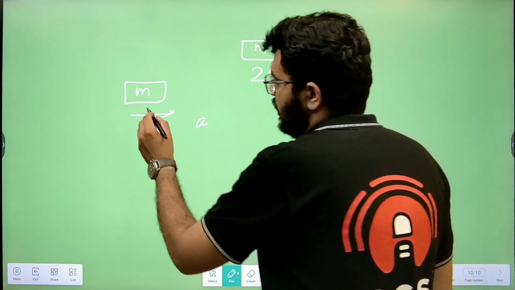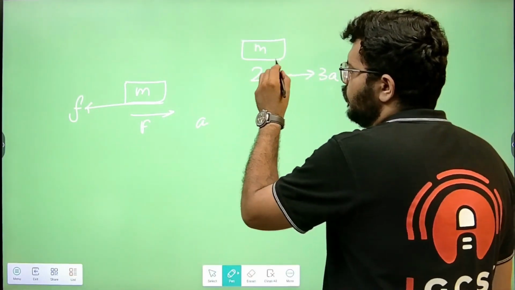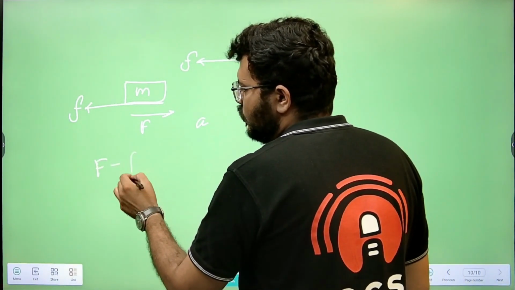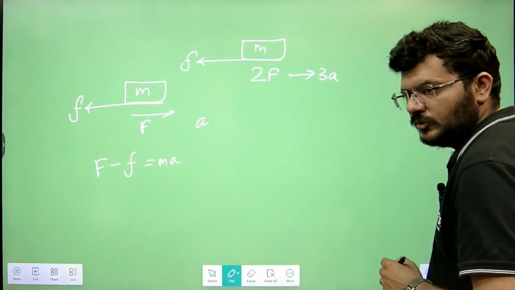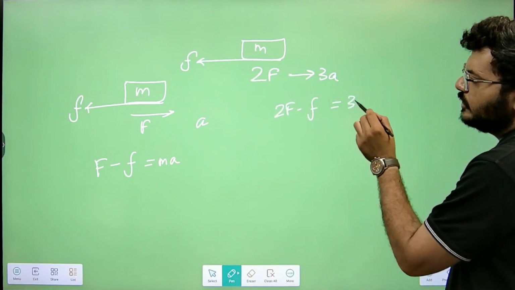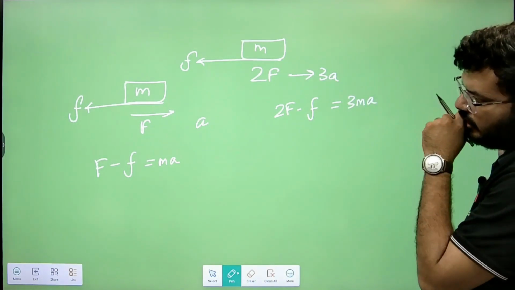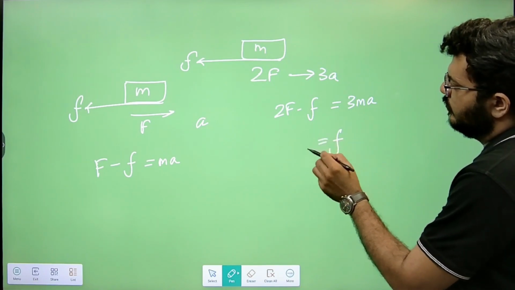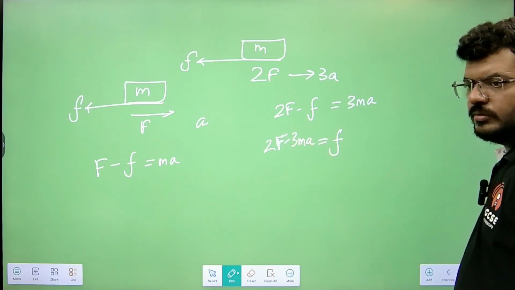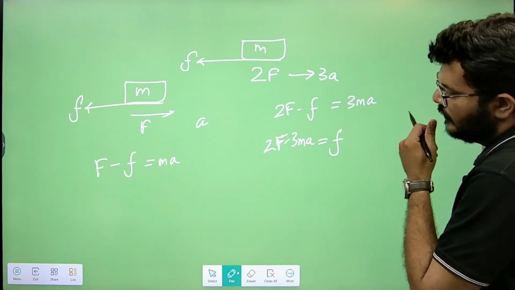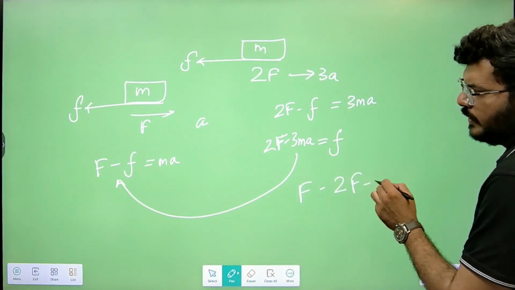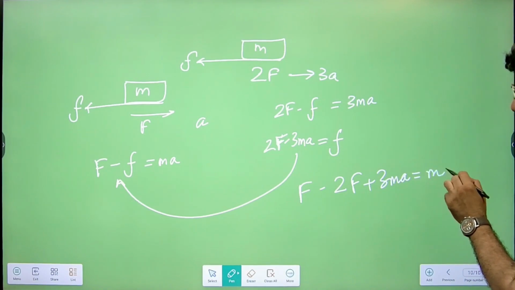Okay. So let's say there is a resistive force in the form of friction in both cases, which is small f, right? So the force F minus small f is equal to ma, right? And 2F minus small f is equal to 3ma, right? So f is equal to 2F minus 3ma. What do you need to find? Resistive force, constant resistive force. Let's suppose this here. So you have F minus 2F plus 3ma is equal to ma.